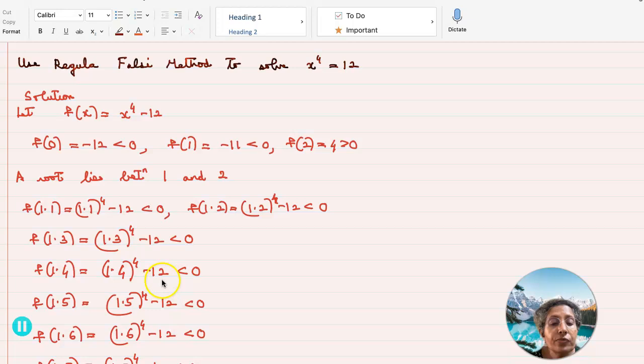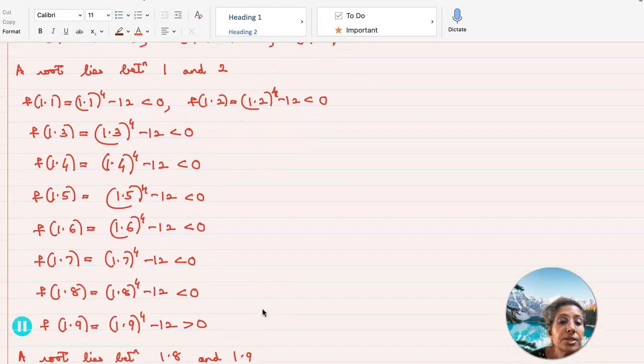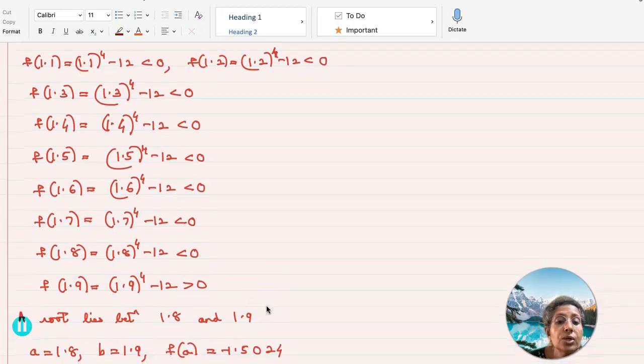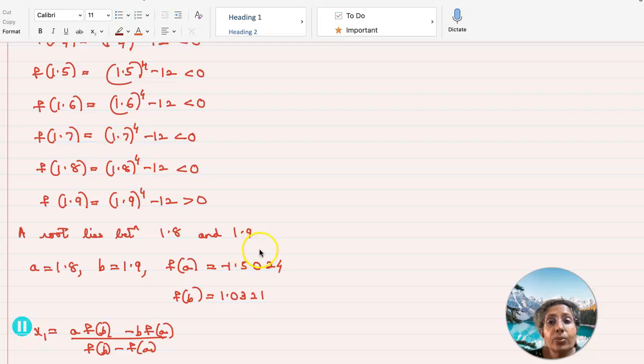F of 1.4 is less than 0. F of 1.5 is less than 0. So we are just using trial and error and checking. F of 1.6 is less than 0, f of 1.7 is less than 0, so we keep on approximating. F of 1.8 is less than 0 and f of 1.9 is greater than 0. So the root lies between 1.8 and 1.9.